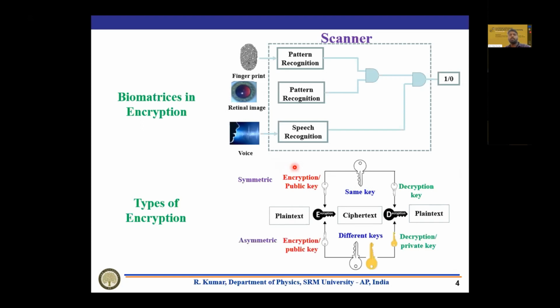But in asymmetric systems, these keys are different, and the decrypting keys, here you can see the decrypting keys, are generated during the encryption process, and they will only be available to particular persons or the designated users.